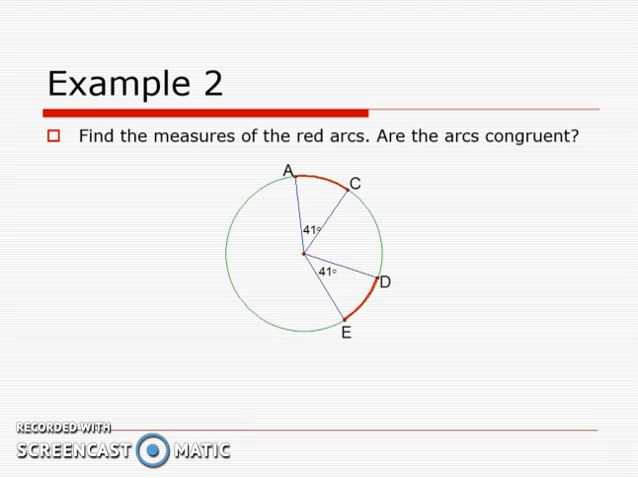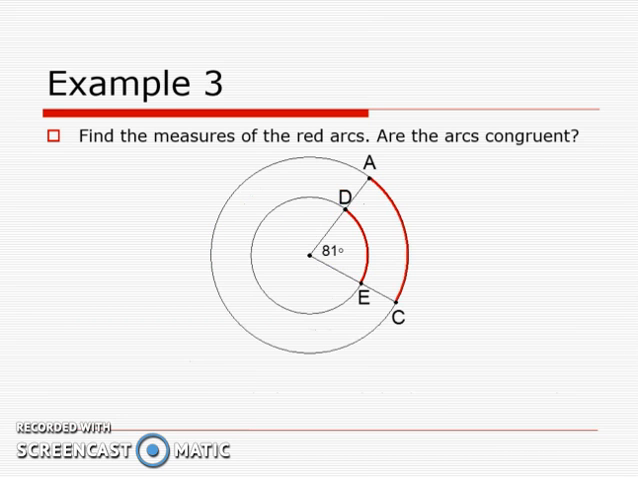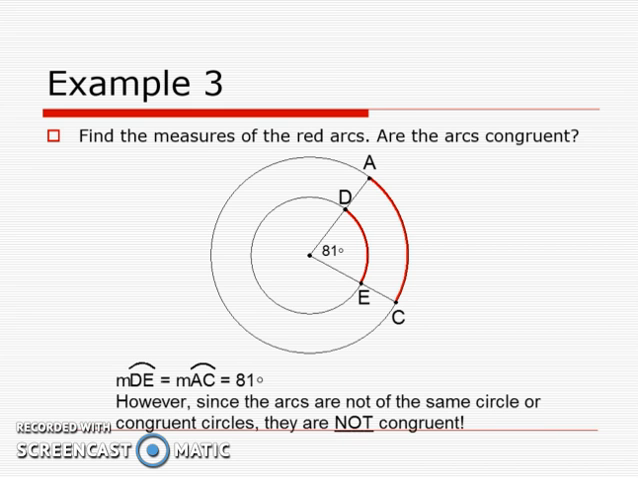Alright, example 2, find the measure of the red arcs. Are the arcs congruent? Well, the central angle for AC is 41 degrees, so arc AC is 41 degrees. And it's the same for DE. Since they're both 41 degrees and the arcs are in the same circle, they are congruent. Here, find the measures of the red arcs. Are the arcs congruent? Well, the central angle is 81 for both of the arcs, so they're both 81 degrees. But since they're not in the same circle or even congruent circles, they are not congruent. But their measures are the same.